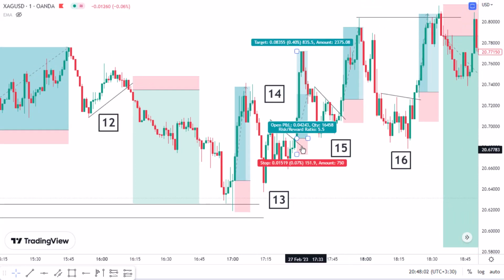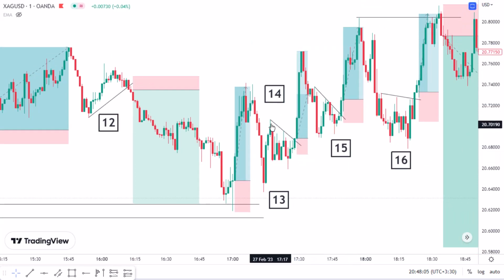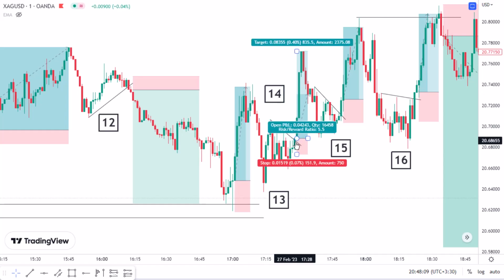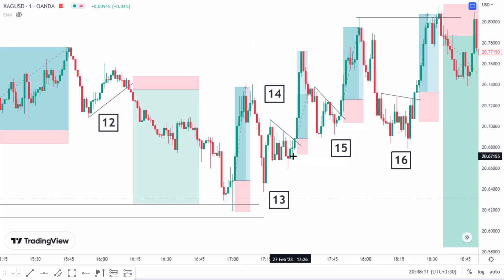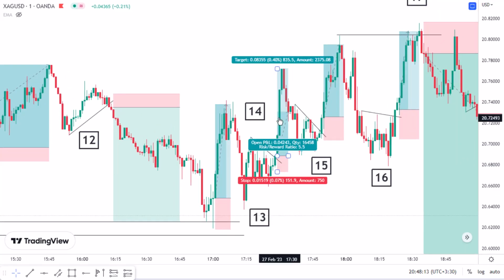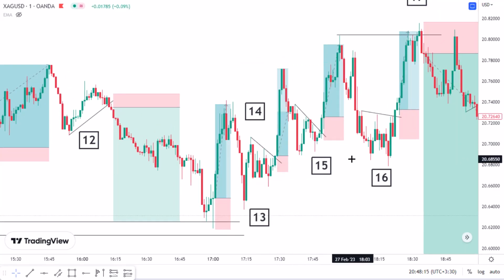On trade 14, we have a trend line here with one touch, two touches. And the third time it breaks it here, we enter the buy position, set our stop loss, and it gives us a reward of 5.5.